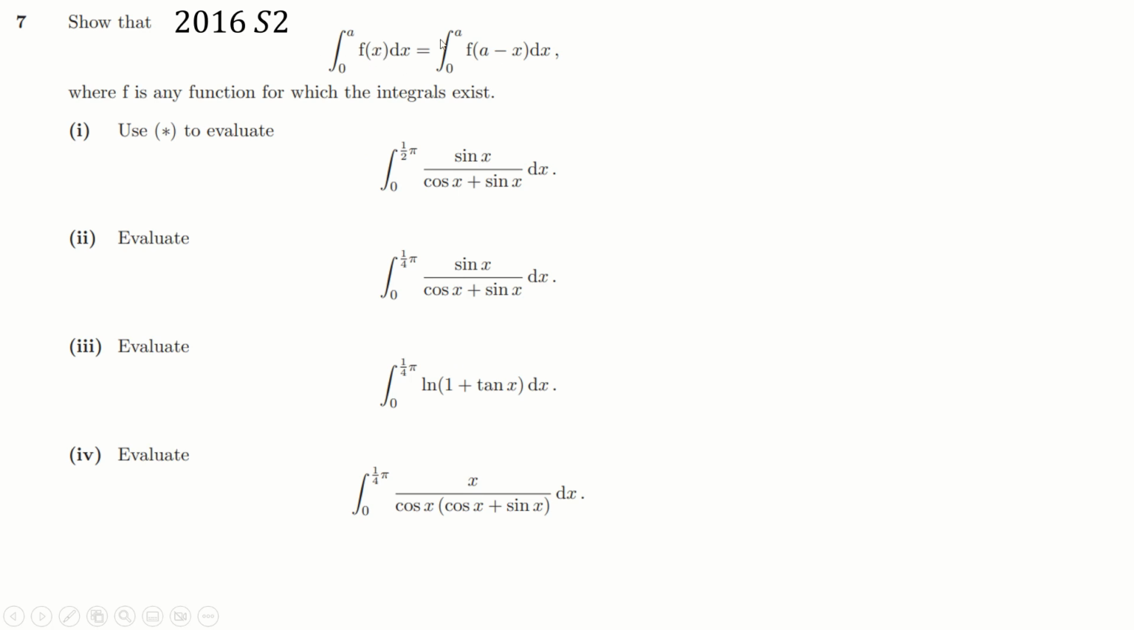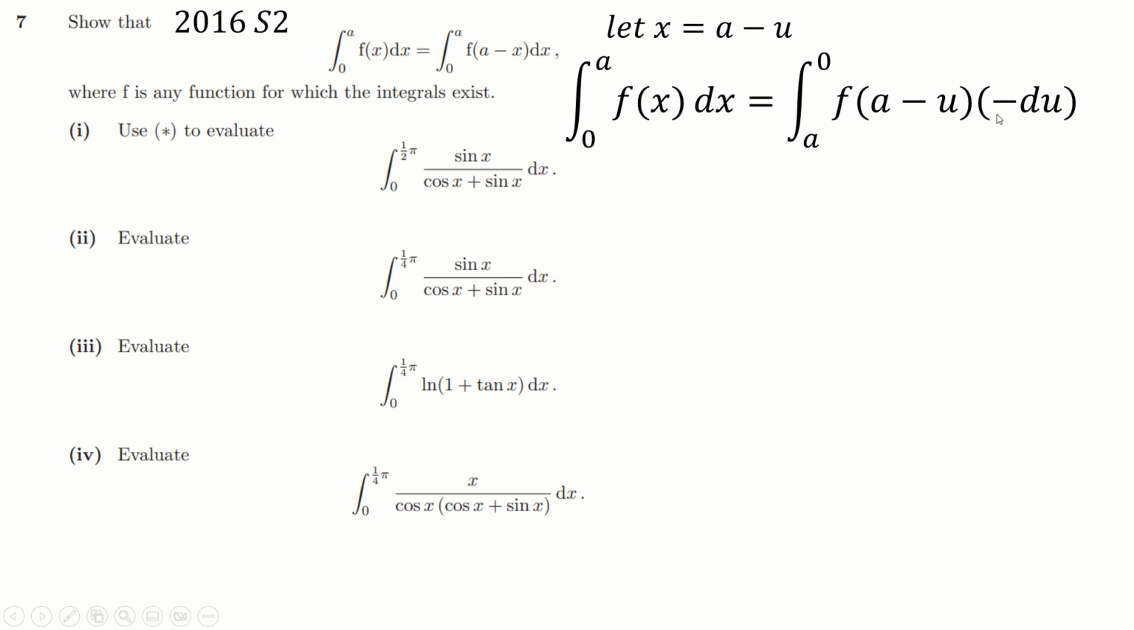We're going to make the substitution something like x equals a minus u, just to get from something that looks like this to something that looks like this. Okay, so that's fine. It's obviously dx equals minus du, so we're just going to have to put a minus there. When x is a, u is 0, and when x is 0, u is a, so we end up making this whole thing there.